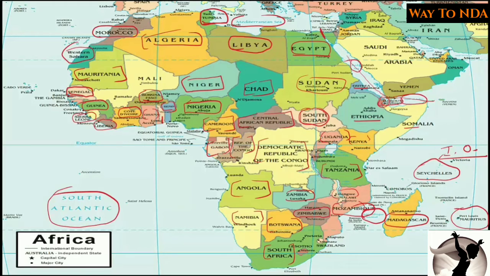Now let's see, this is the Tropic of Cancer. Here you will find the Equator, and here you will find the Tropic of Capricorn. Now all three of them are passing through the African continent.